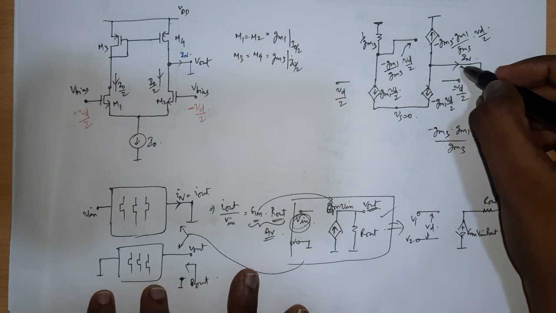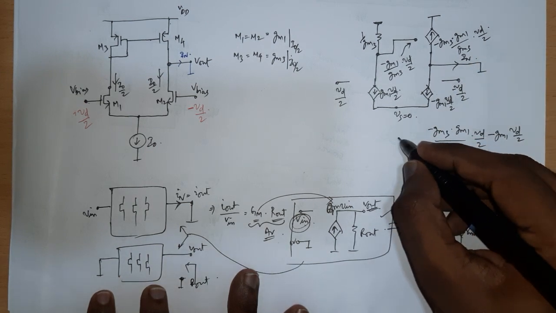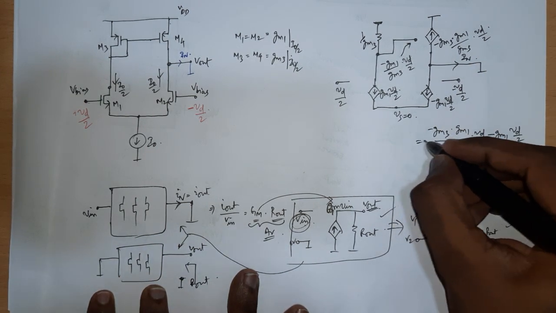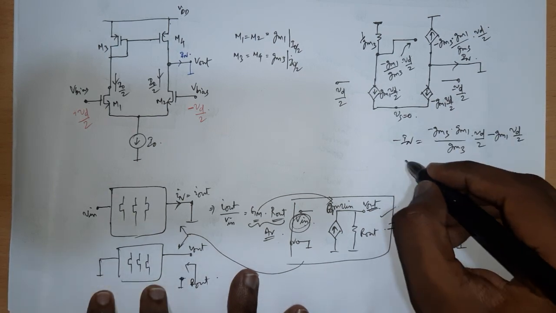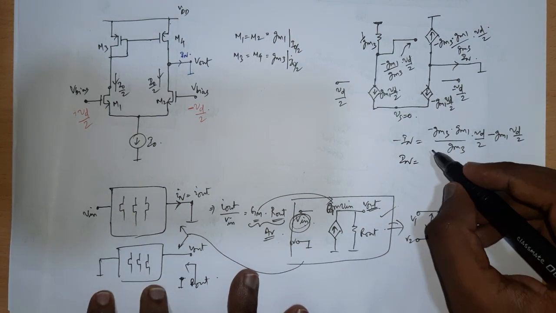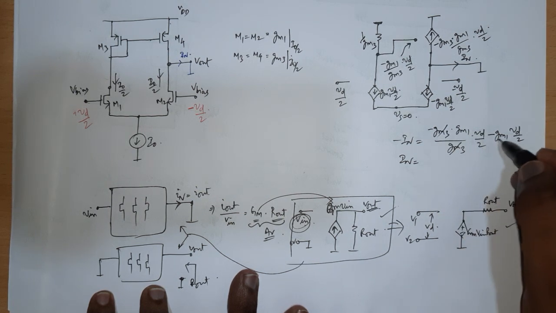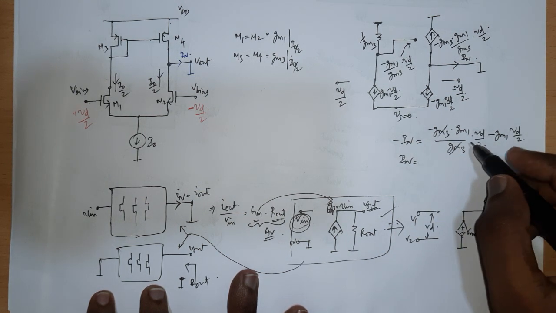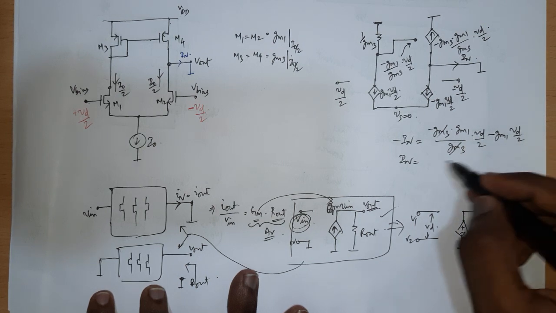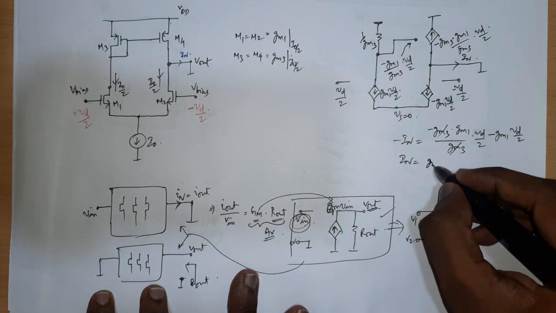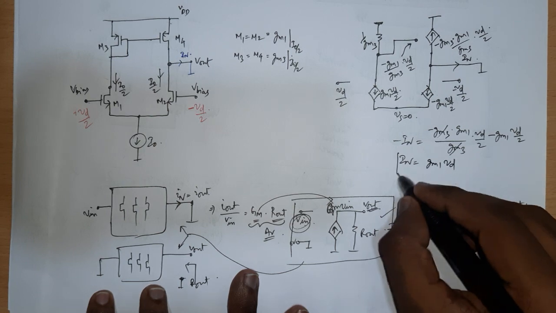And these two currents in addition with this current IN will be equal to 0. So this is equal to minus IN. So IN Norton current is nothing but this gets cancelled, GM VD by 2 minus GM VD by 2 minus GM VD by 2 is minus IN. So GM VD by 2 plus GM VD by 2 is IN, which is GM1 VD, okay.